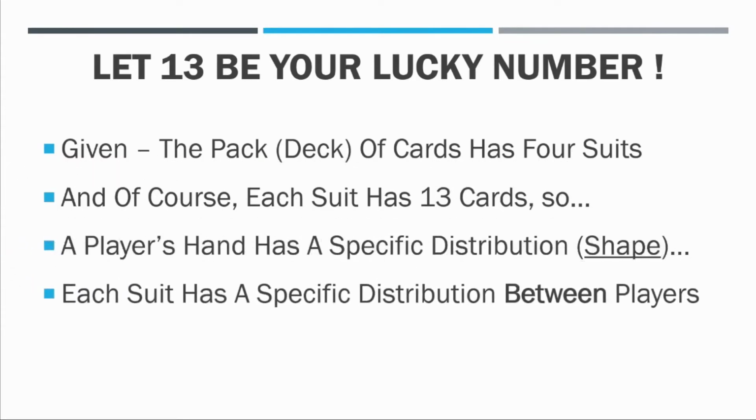Okay, each suit has a specific distribution between the players. What does this mean? Well, in our hand, our 13 cards, we may have a 5-3-3-2 shape in spades, hearts, diamonds, and clubs. Similarly, that suit of spades will have different distribution around the table. So when we have 5 in our hand and our partner has 3, that's 8, and the opponents have how many?